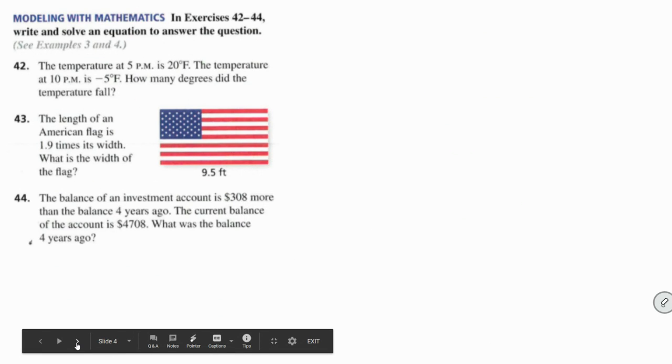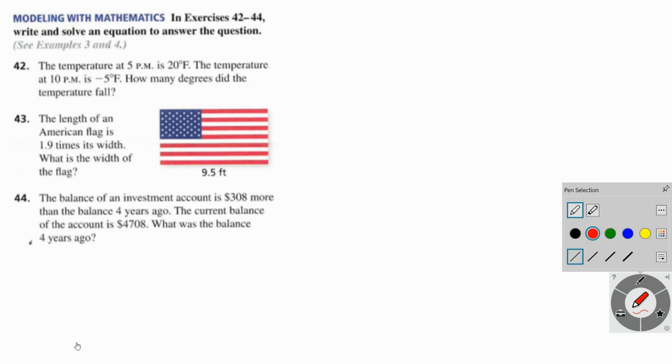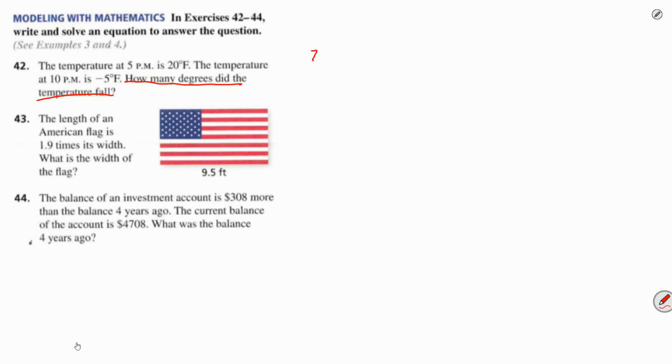Okay, again, I want the challenge to be here in this problem that we are trying to write an equation, right? So usually the question contains our variable. How many degrees did the temperature fall? So if we start at one temperature, when we say fall, it's implying subtraction. So we're going to fall x degrees to get to -5.